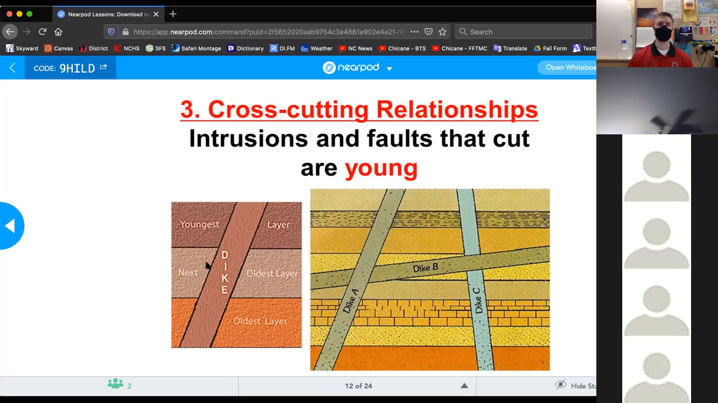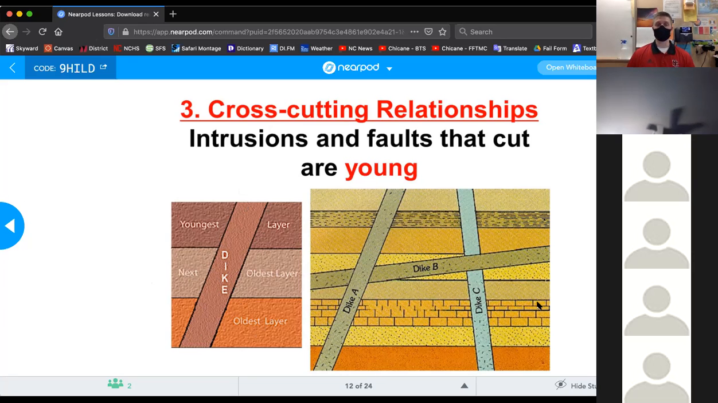So in the diagram on the left, you have those 3 layers, oldest at the bottom, youngest at the top, and that dike cuts across it. That's the newest or the youngest thing because it's unbroken. It's the one that cut across the layers. Nothing has broken it or disrupted it.